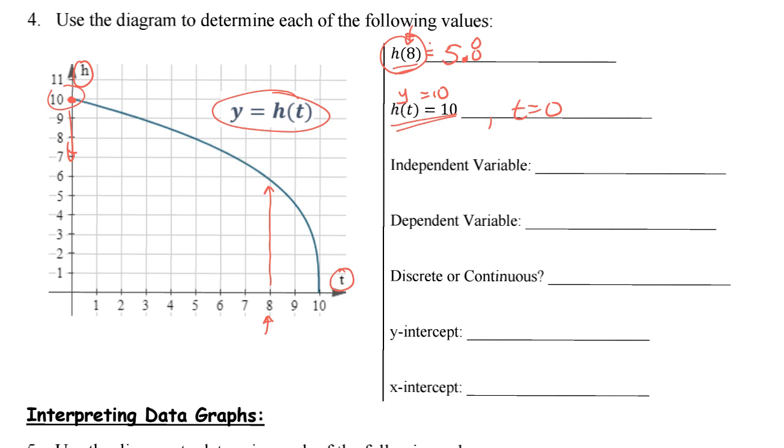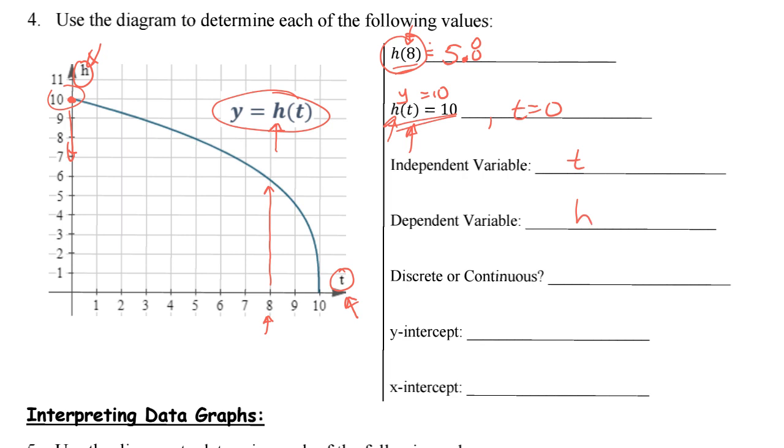Now, the independent variable goes inside the function notation. It's also on the x-axis here. So the independent variable here is going to be t. The dependent variable is typically what's outside on function notation, right there. It's also on the vertical axis there. So that's going to be our h.